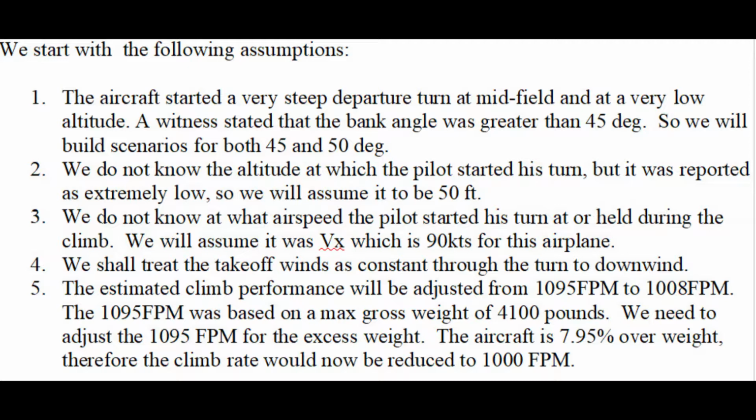Number 3, we do not know at what airspeed the pilot started his turn or held during the climb. We will assume it was Vx, which is 90 knots for this airplane. Number 4, we shall treat the takeoff winds as constant through the turn to downwind. And 5, the estimated climb performance will be adjusted from 1,095 feet per minute to 1,008 feet per minute. The 1,095 feet per minute was based on a max gross weight of 4,100 pounds. We need to adjust the 1,095 feet per minute for the excess weight. The aircraft is 7.95% overweight, therefore the climb rate would now be reduced to approximately 1,000 feet per minute.